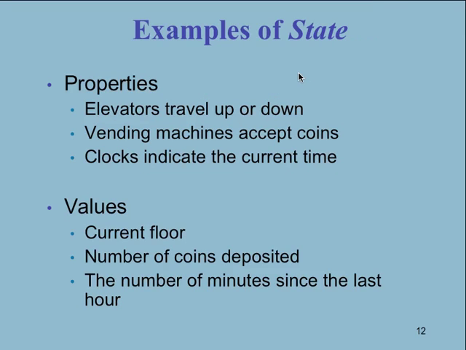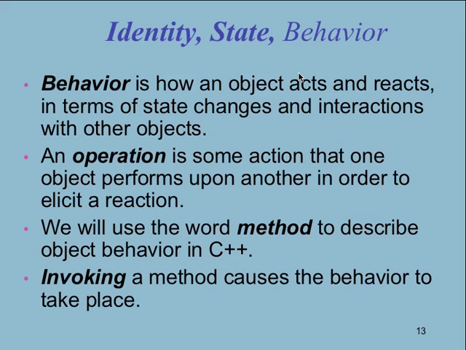The behaviors, or the states themselves, are properties. As an example, the properties for an elevator might be elevator traveling up or down, so the direction of travel; for a vending machine, how many coins are accepted; for a clock, the current time. So some values that might be associated to some of the states are, as an example, the current floor, number of coins, number of minutes, something of that nature.